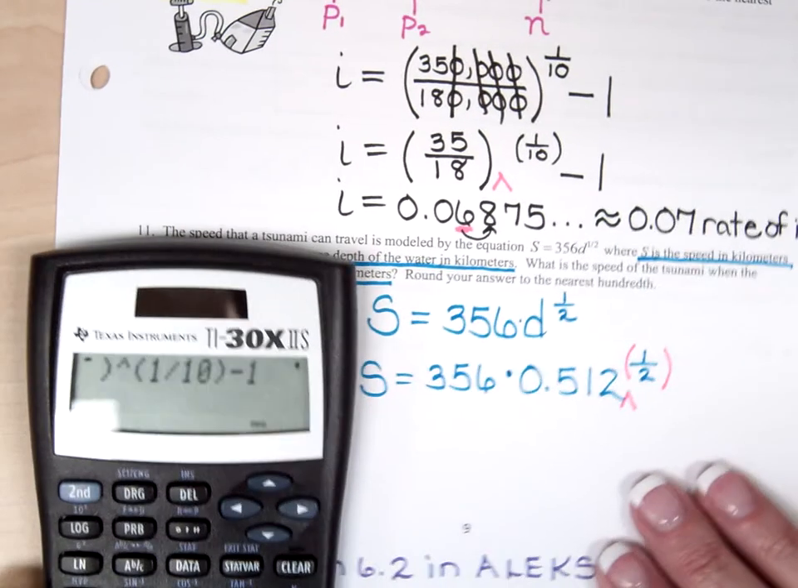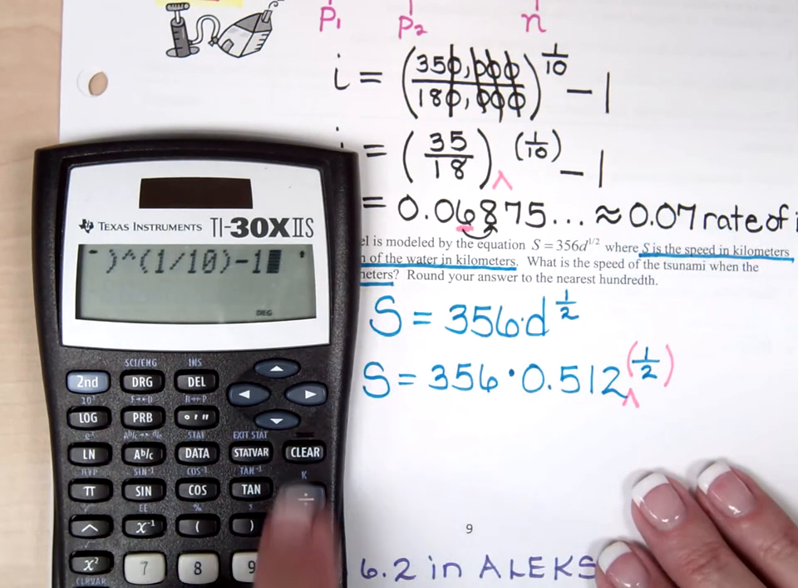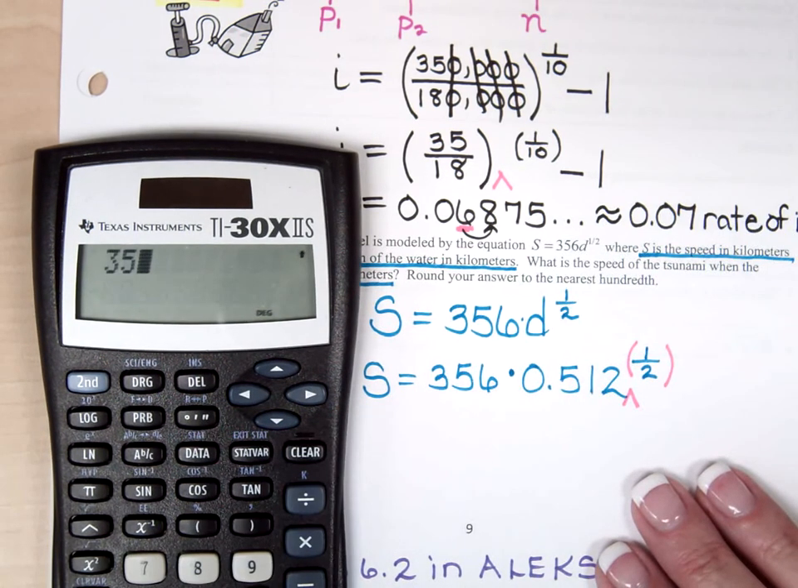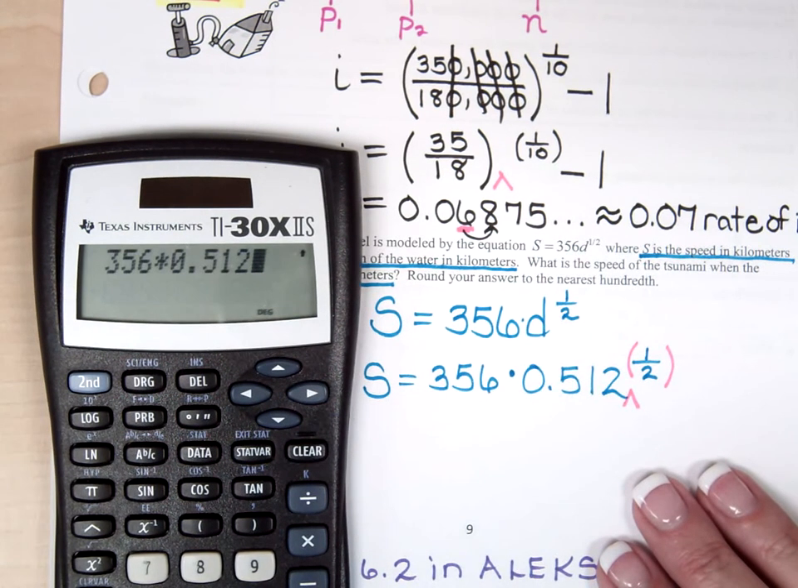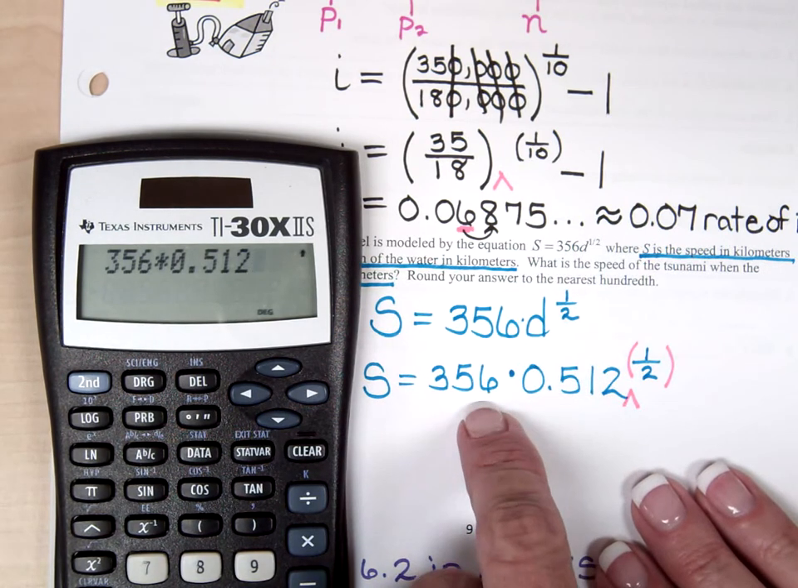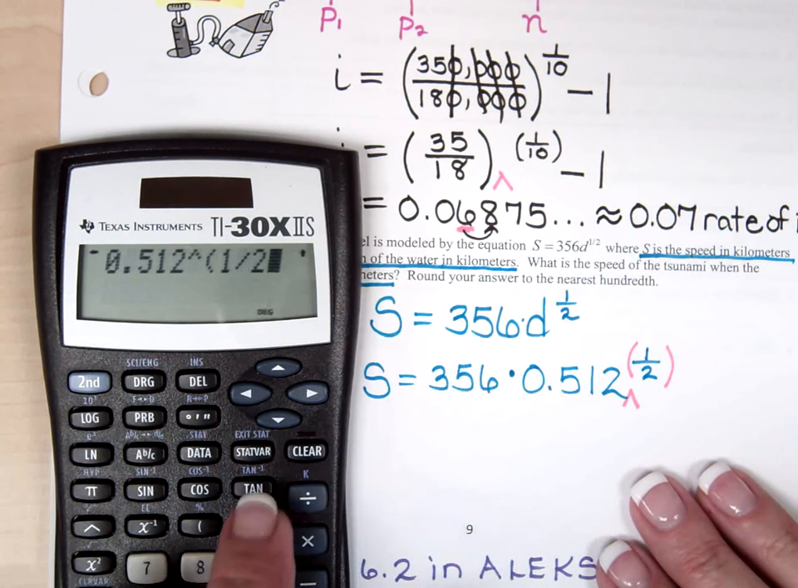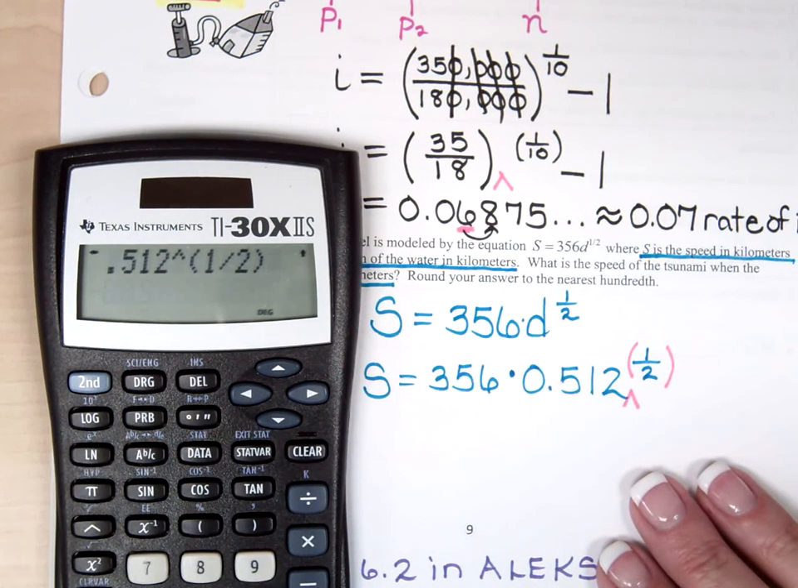So let's see how this looks on our calculator. So 356 times 0.512. So far looks good, right? 356 times 0.512. Then I'm going to do caret, parentheses, 1 divided by 2, close my parentheses to show I'm done with the exponent. Hit enter.